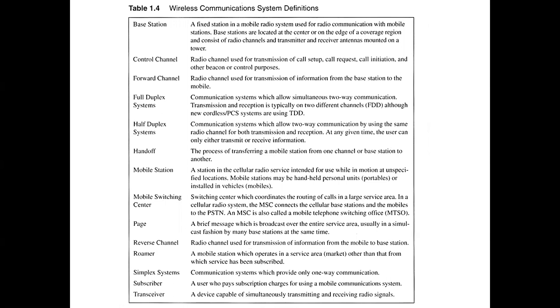First one will be the mobile station or the mobile user. Second thing will be the base station. And the third part of the cellular communication system will be the mobile switching center, which is the coordinator of the system. Again, the MSC provides a link to the PSTN, I mean to the public telephone switching network or landline telephones.